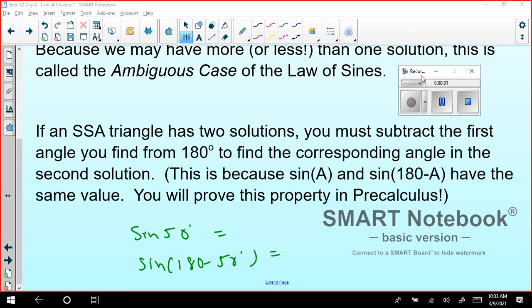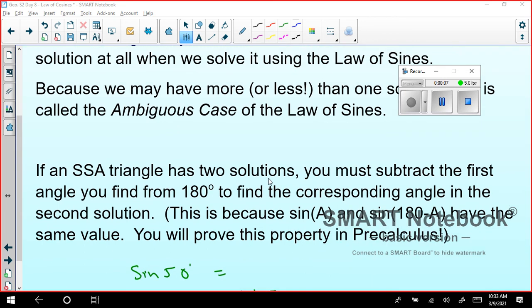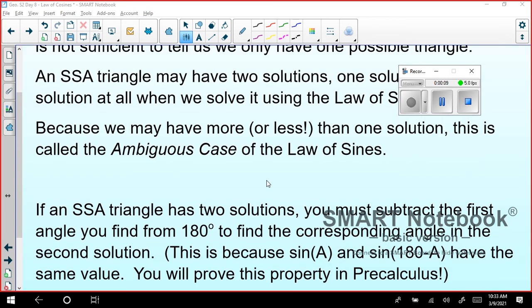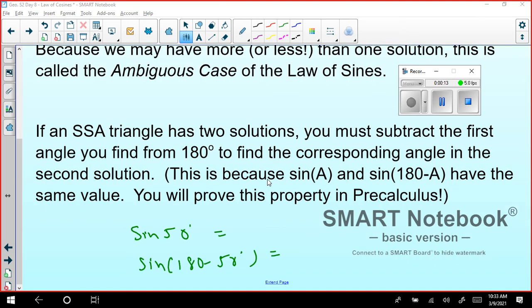Before we go to law of cosines, we said we will see the law of sines ambiguous case. In case of law of sines, we may have two solutions, one solution or no solution. If we have an SSA triangle, then you must subtract one of the angles you find from 180 degrees. What does that mean? I'll tell you via example. So let's get started.